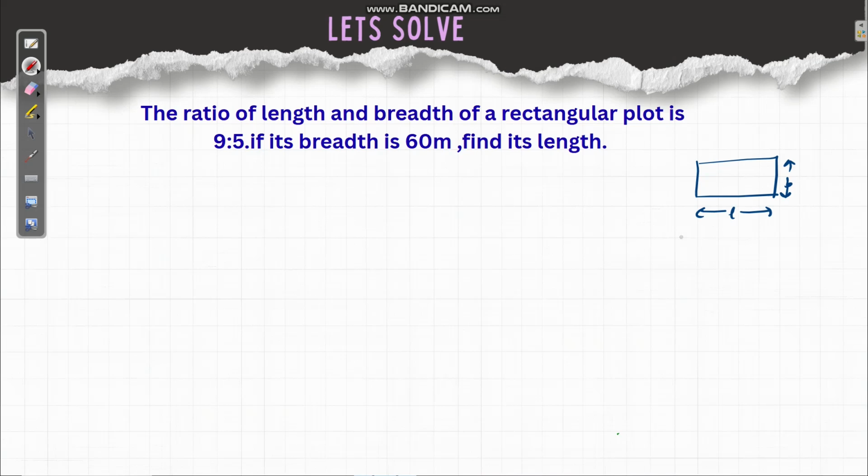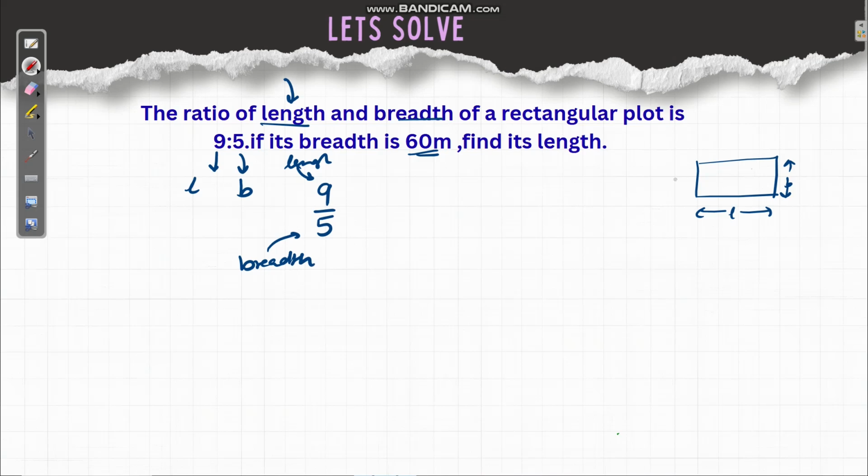Now the ratio is given, that is 9:5. So length and breadth of rectangle, so 9 represents your length, and this is your breadth. Whatever word comes first, that is the first number in your ratio, so length comes first, so 9 is representing length and its breadth is 60 meters. There are many ways to solve, but I'll use one simple way. It is all related to your rectangle only. So 9:5 is nothing but 9 by 5. The first on top is length and the denominator is breadth.